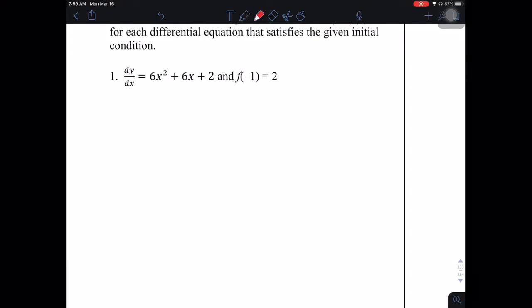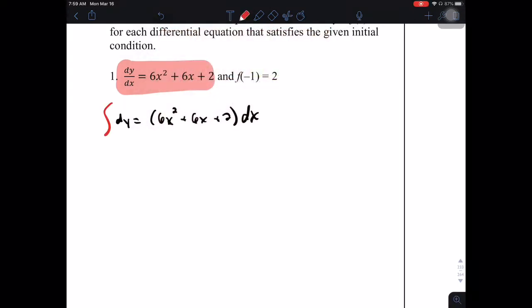If I take this equation that I have right here, and I multiply both sides by dx, I would get dy equals 6x squared plus 6x plus 2 dx. If I then put an integral sign in front of both of these, I can then integrate these. Remember, when you integrate, you must have an integral sign and you have to have a dy or a dx. Essentially it's an integral sandwich.